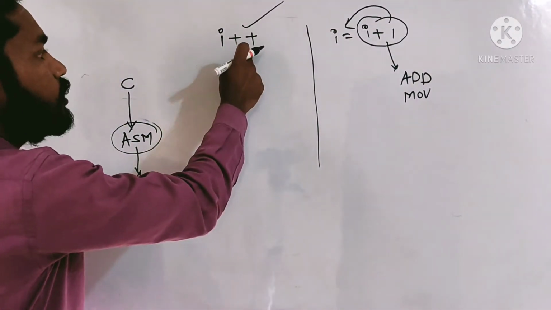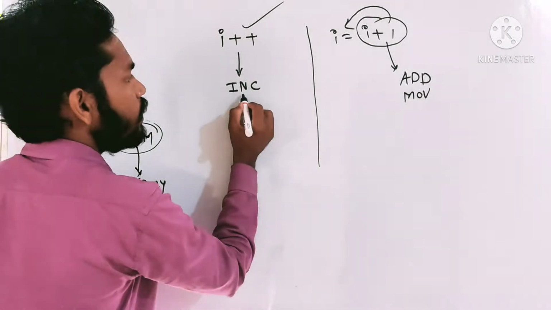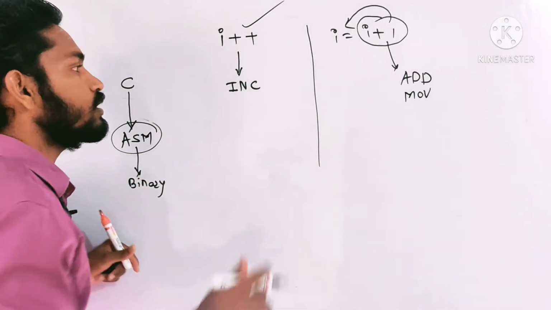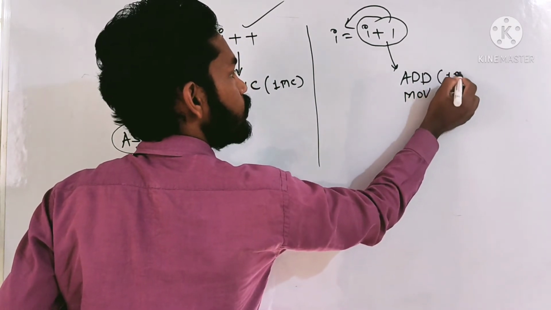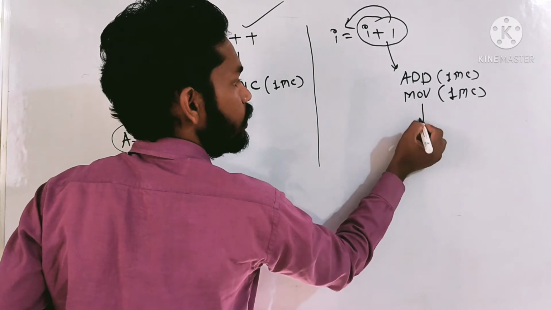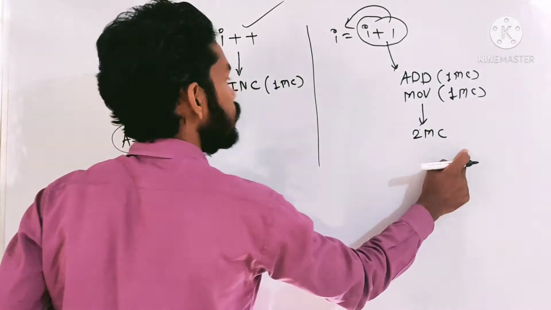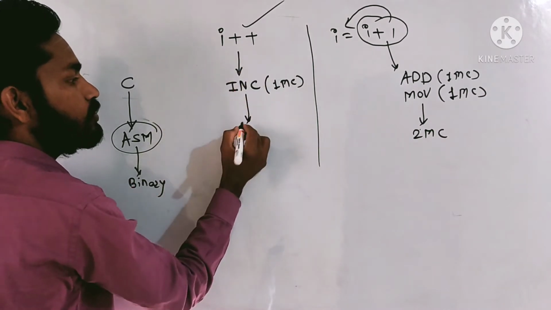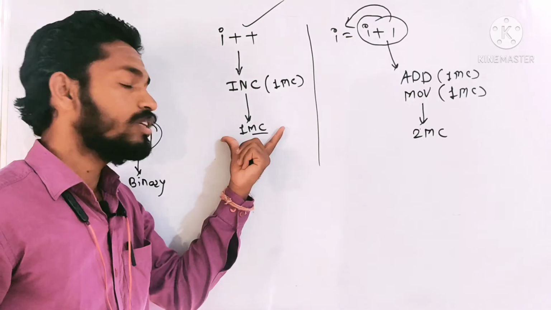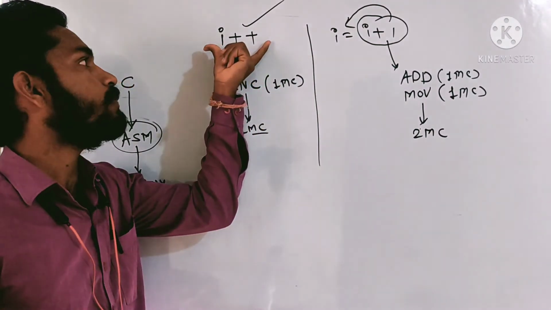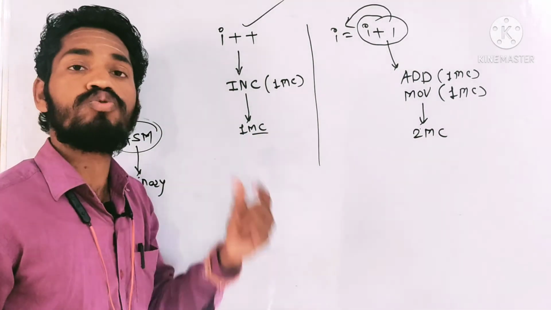For I++, internally it is converted into the increment operation. For I = I+1, it is converted into add and move. Considering one instruction requires one machine cycle, here we are using two instructions, so totally two machine cycles are required. To execute this expression it takes two machine cycles, but to execute the other it takes only one machine cycle. If the interviewer asks one more question, what is a machine cycle, on what basis are you saying that because of machine cycles this expression is faster, you should know all those things.